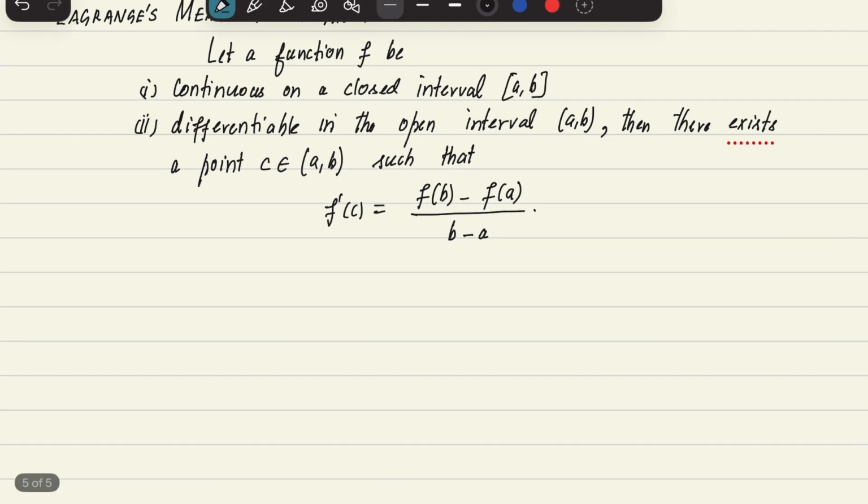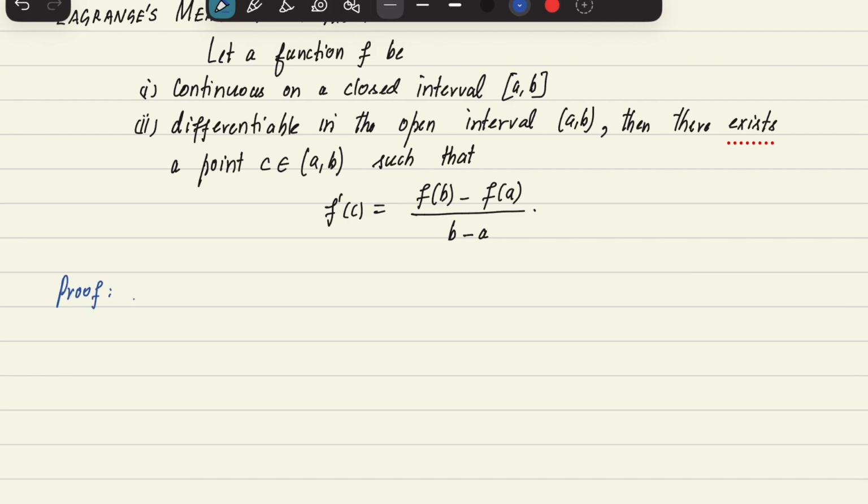Now let us discuss its proof, and then later on we will take the geometrical interpretation of this theorem, where we can also clearly see how this Lagrange mean value theorem is the modification or the generalization of Rolle's theorem. So here we take the proof of Lagrange mean value theorem. So this is the proof.